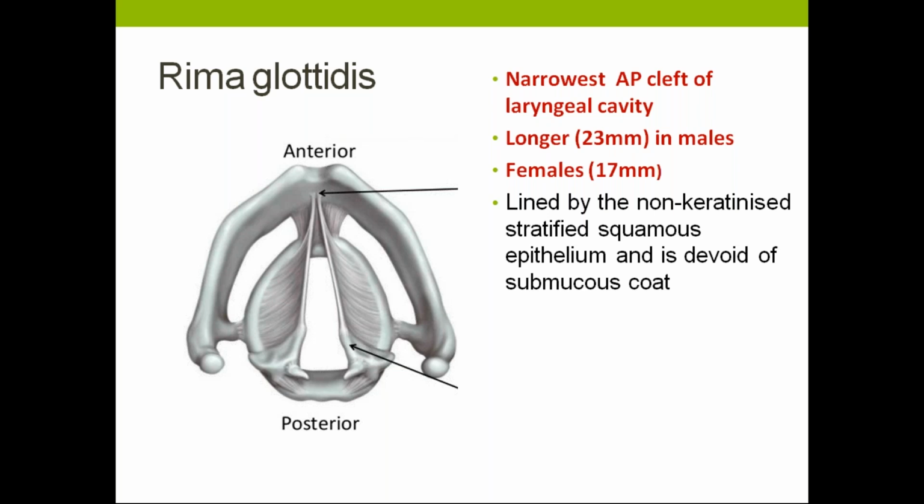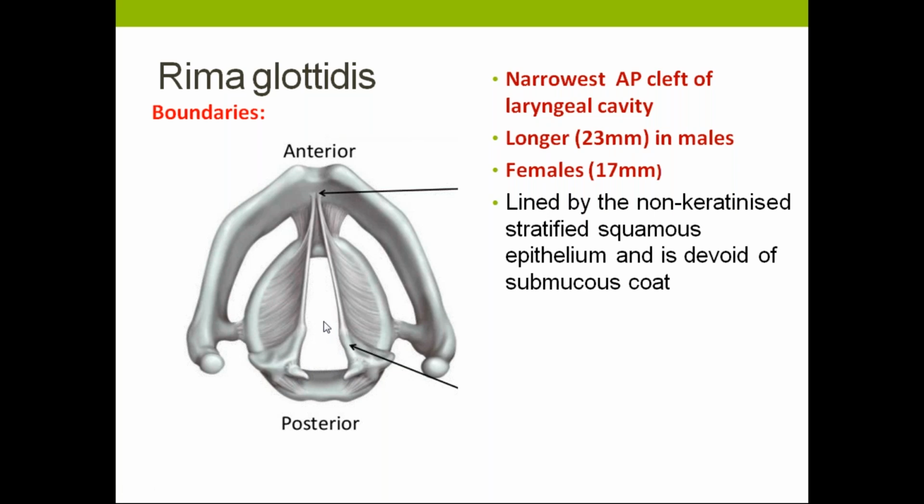If you see the boundaries of the Rima glottidis, it is anteriorly bounded by the angle of the thyroid cartilage, and posteriorly you have the interarytenoid mucous fold here. On each side it is bounded by the vocal fold. So the boundaries of the Rima glottidis are: anteriorly the angle of thyroid cartilage, on either side the vocal fold or vocal ligament, and behind the interarytenoid fold of mucous membrane.